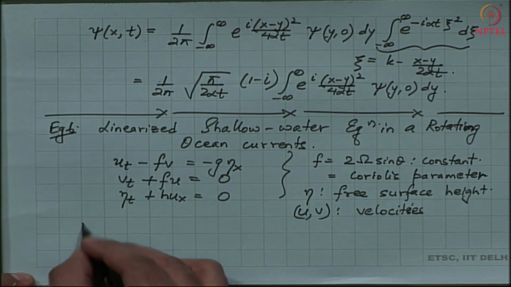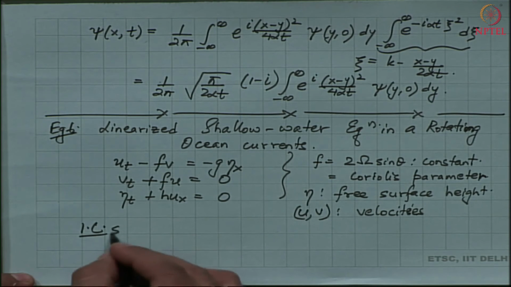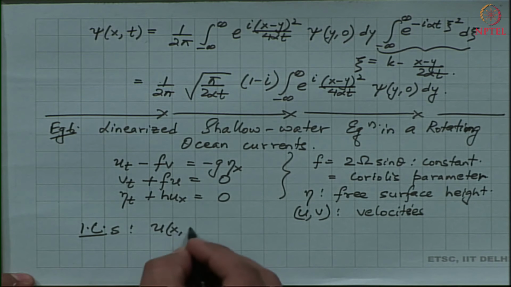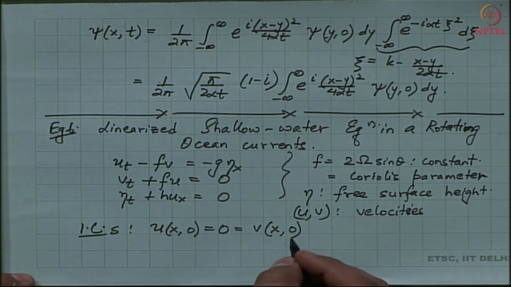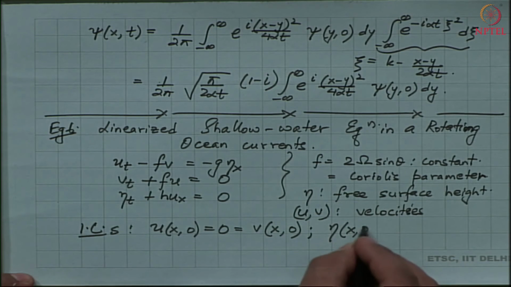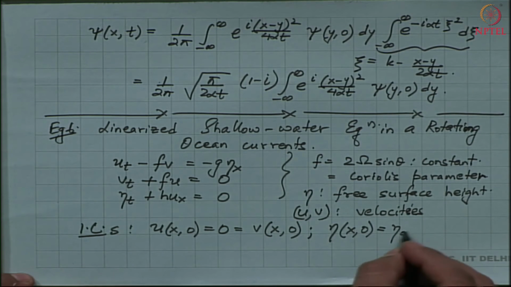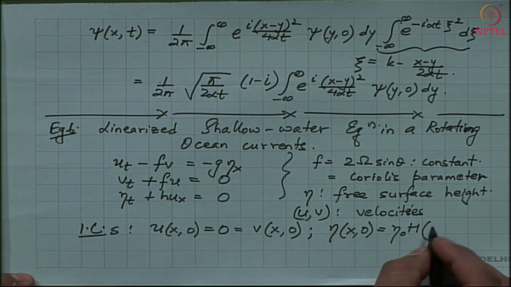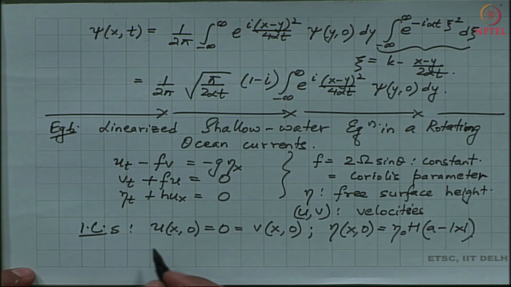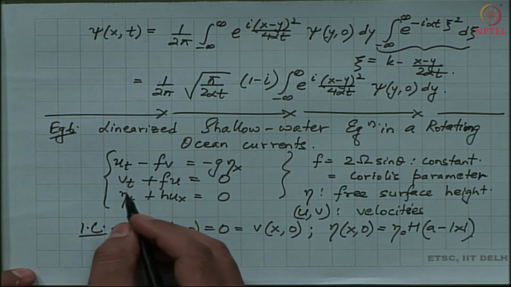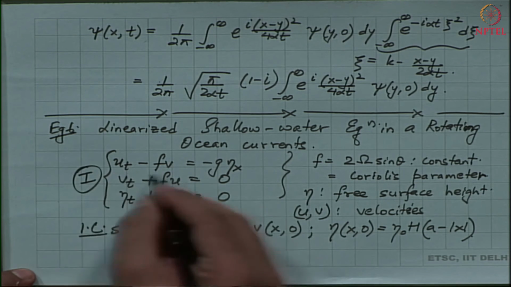So then I need also some initial conditions, which are given by u of x comma 0 is 0, and I have the same value for v of x comma 0, and then the height eta at x comma 0 is given by this function eta naught times the Heaviside function at a minus mod x. Okay, so this is the equation that we are trying to solve. Now, let us say that this set of equations is 1.